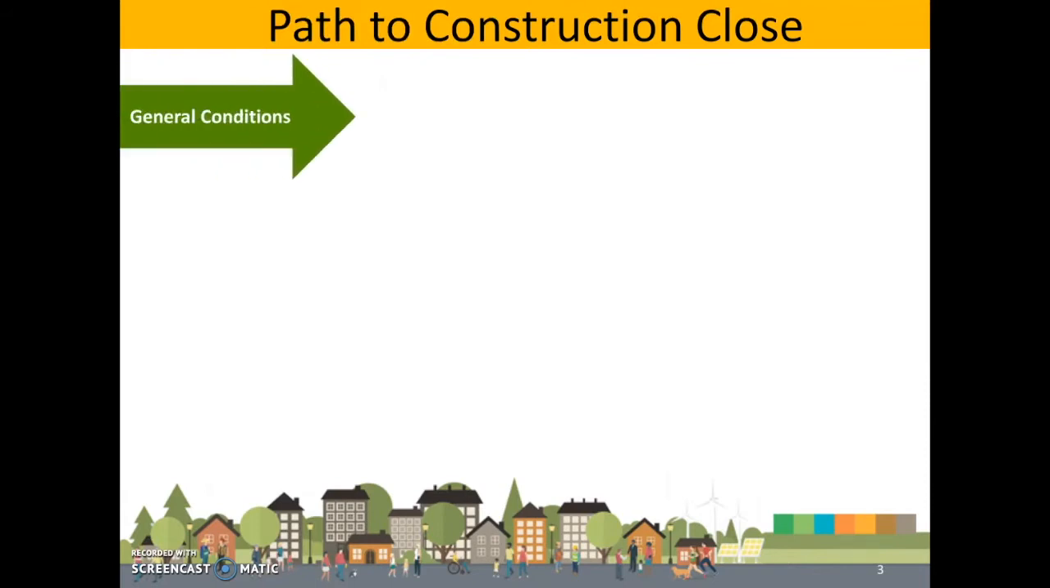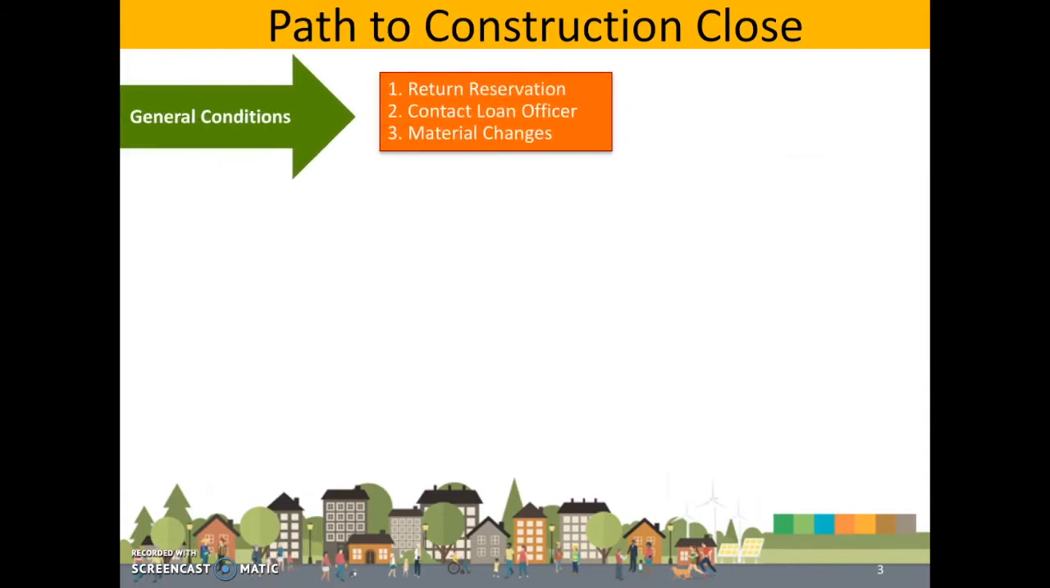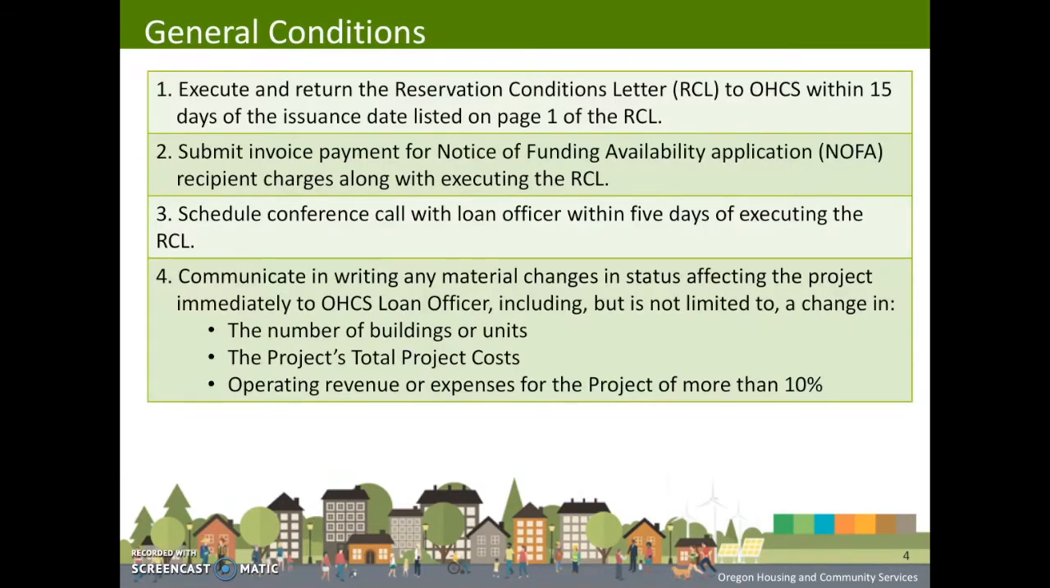The path to construction close begins with OHCS's general conditions. There are a few key areas here we'd like to cover. Under general conditions, the first requirement is to review your reservation conditions letter and return it signed within 15 days of the date listed on the letter itself. Second, you need to submit payment for charges associated with the reservation you've received. This amount can be located in the NOFA, or your assigned loan officer can help you if you have questions. Third item, we expect you to schedule a conference call with your loan officer within 5 days of signing and returning your reservation letter. The fourth item should be easy and is very important.